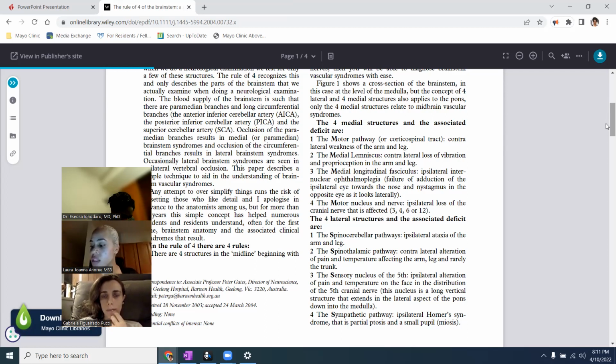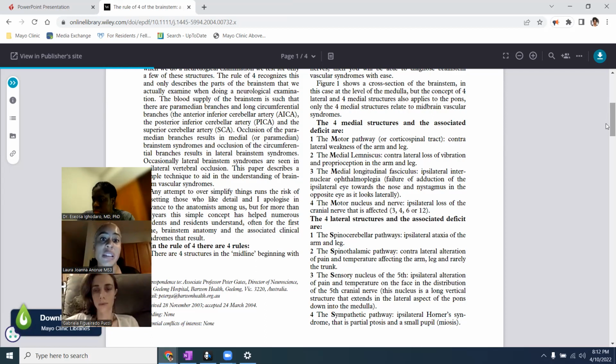That's the rule of fours, and it includes remembering the cranial nerves: there are 12, 4 in each anatomic structure. Whatever's divisible into 12 is medial. Whatever's not divisible into 12 is lateral. And then you make those correlations with the clinical picture.